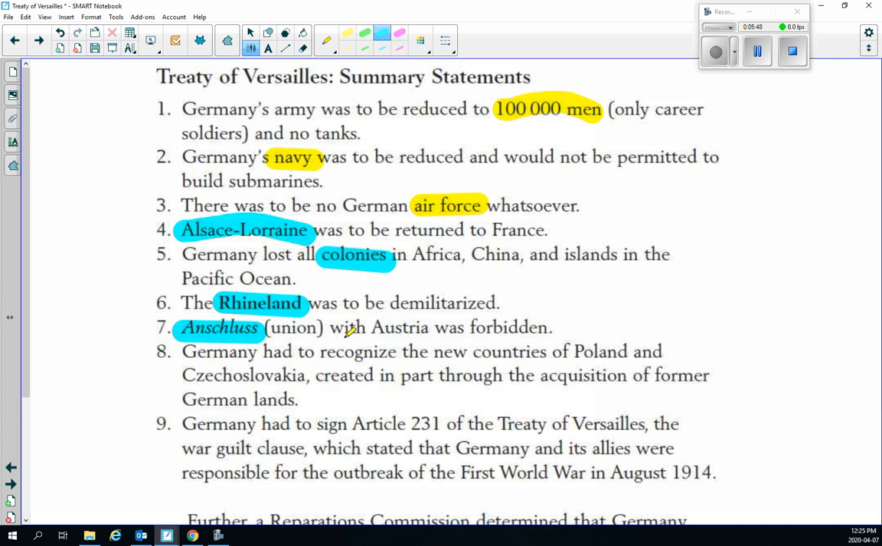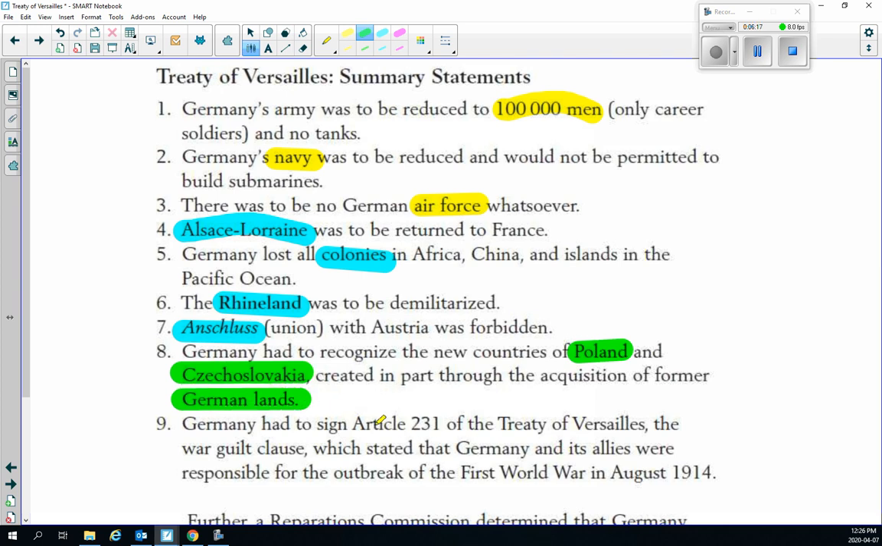But the Allies don't want it because it upsets the balance of power. It makes Germany too strong if they unify with Austria. So that union, known as Anschluss, was forbidden. Germany needs to recognize the creation of new countries, Poland, Czechoslovakia. Some of these countries are created by taking Germanic land from Germany. So that would be a sore spot for Germans as well.